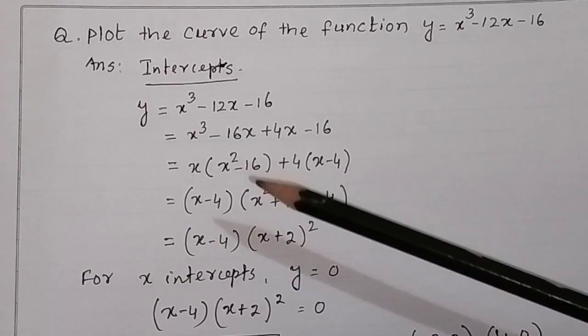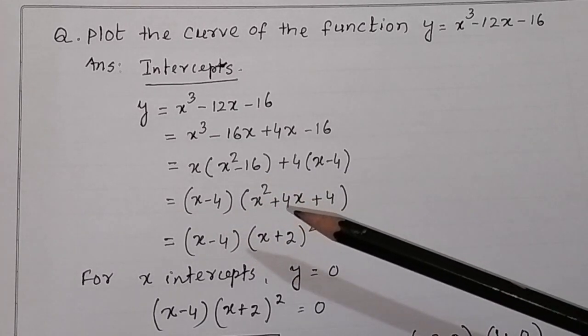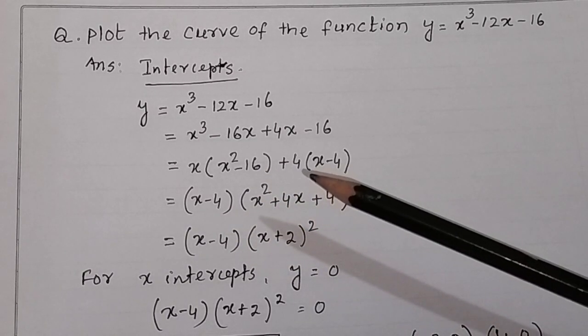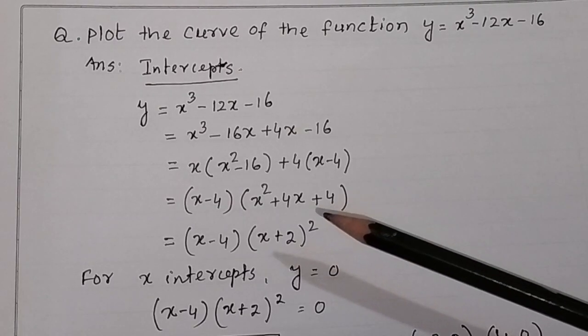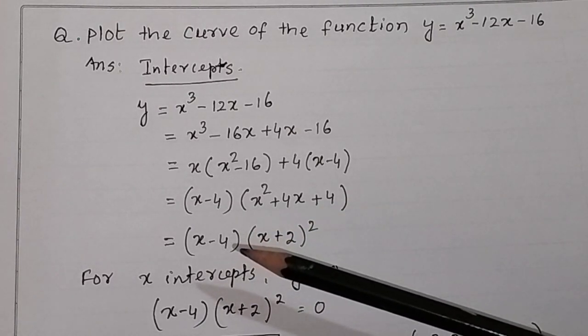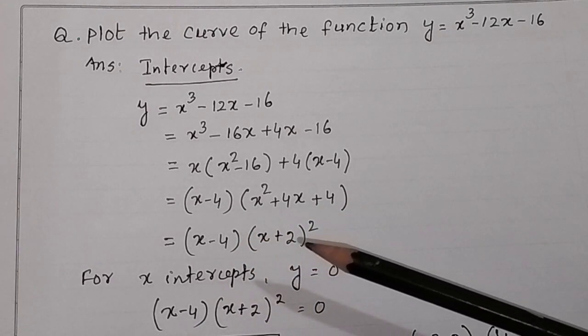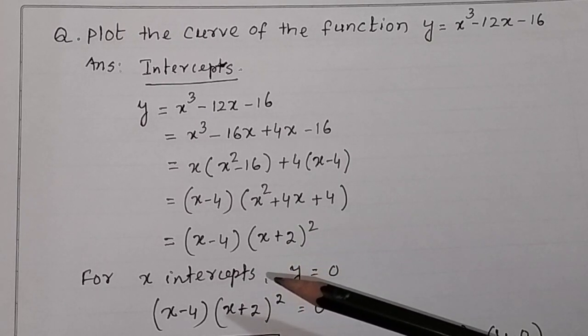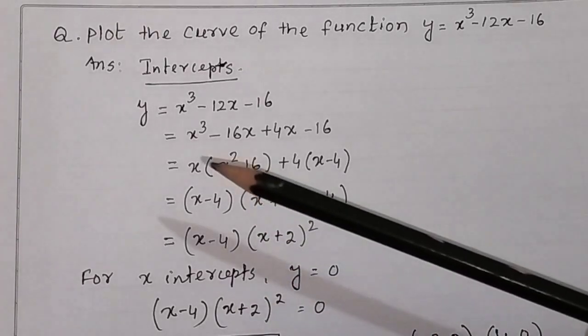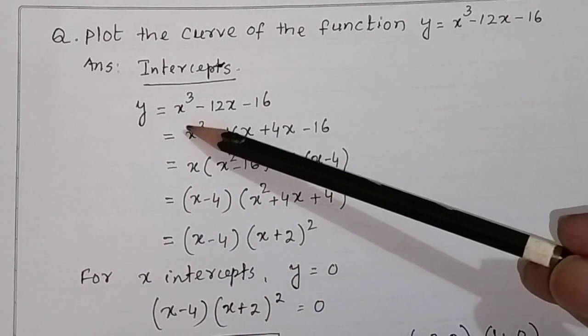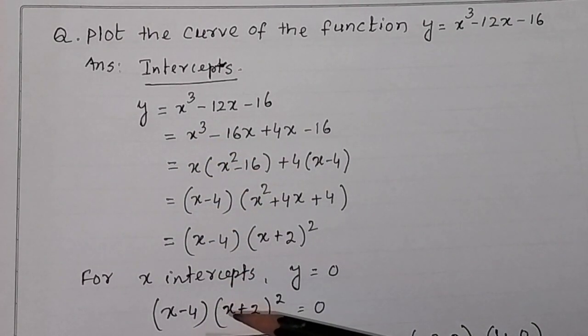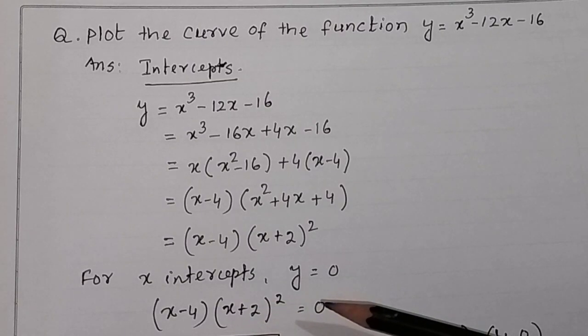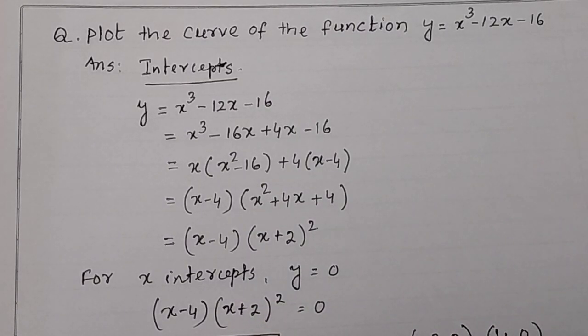So x into x plus 4, that is equal to x square plus 4x, and here plus 4. So this will be equal to x minus 4 into x plus 2 whole square. And for x intercept y equal to 0. So if you put y equal to 0, then x minus 4 into x plus 2 whole square will be equal to 0.